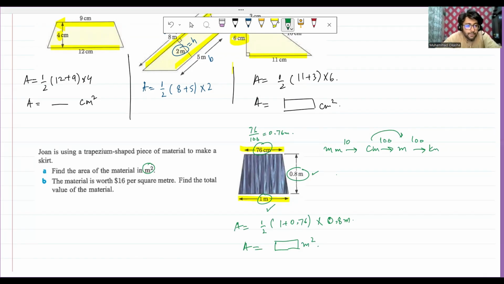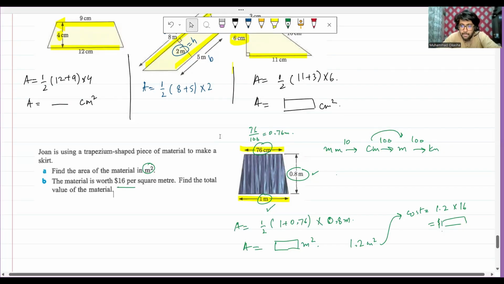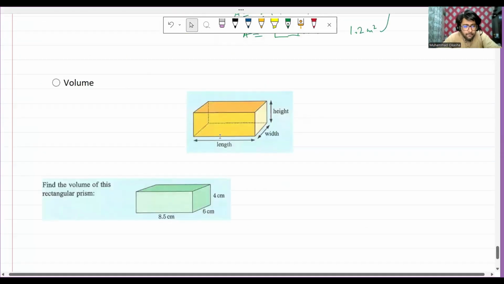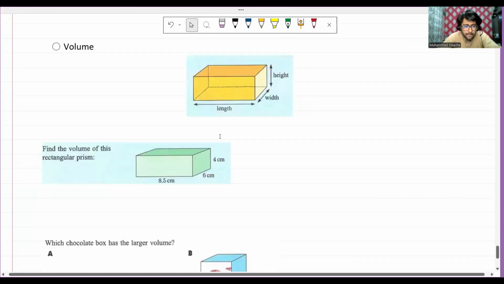The material is worth 16 per square meter. Find the total value of the material. So 16 per square meter. Let's say your area turns out to be 1.2 meters squared, right? The cost is going to be 1.2 multiplied by $16, and you're going to get the cost of the entire material. Whatever the area is, just multiply it with the cost, and you will get the total value of the material.